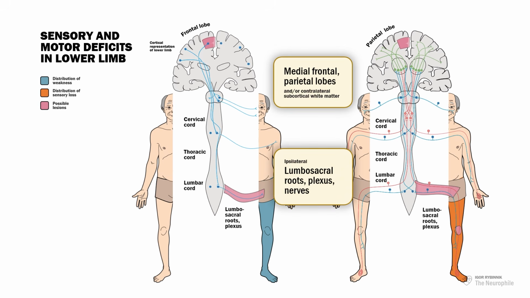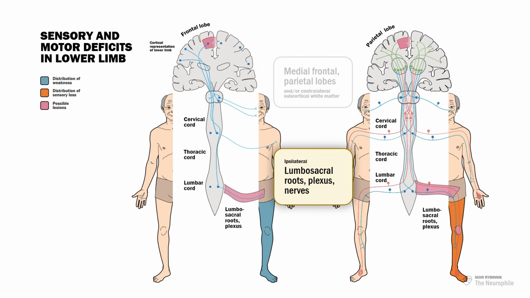Now, could it be in the internal capsule or brainstem? Not likely, because lesions there usually hit more than just one limb. And what about the spinal cord? If half the cord were damaged, sure, you'd get weakness on the same side. But the pain and temperature loss would show up on the opposite side, thanks to the spinothalamic tract already crossing over. That's not what we're seeing here.